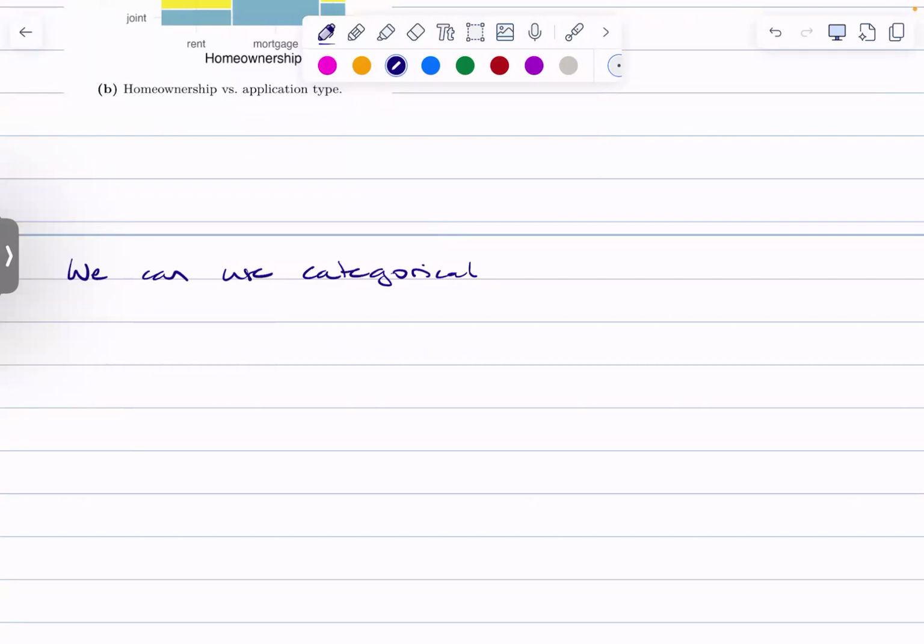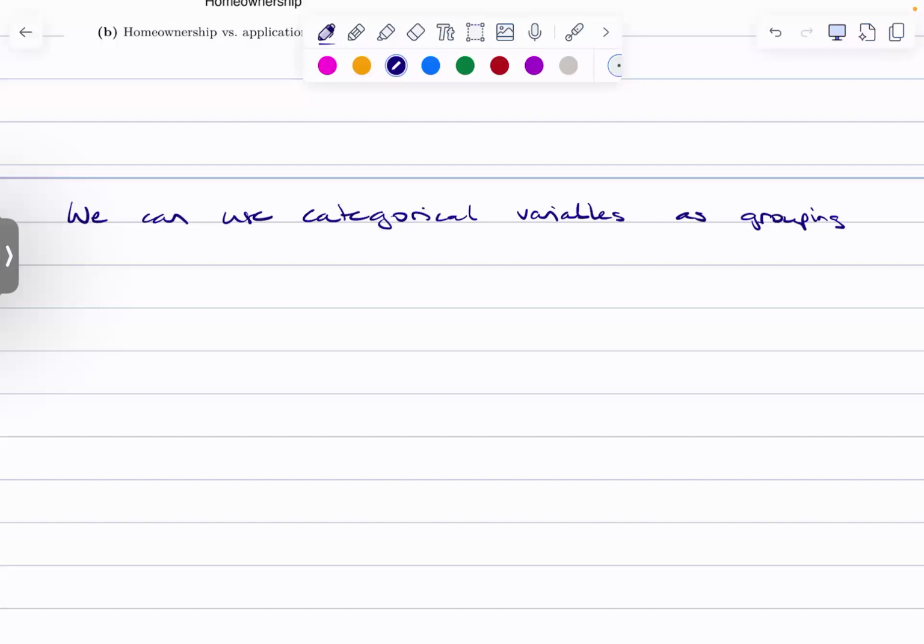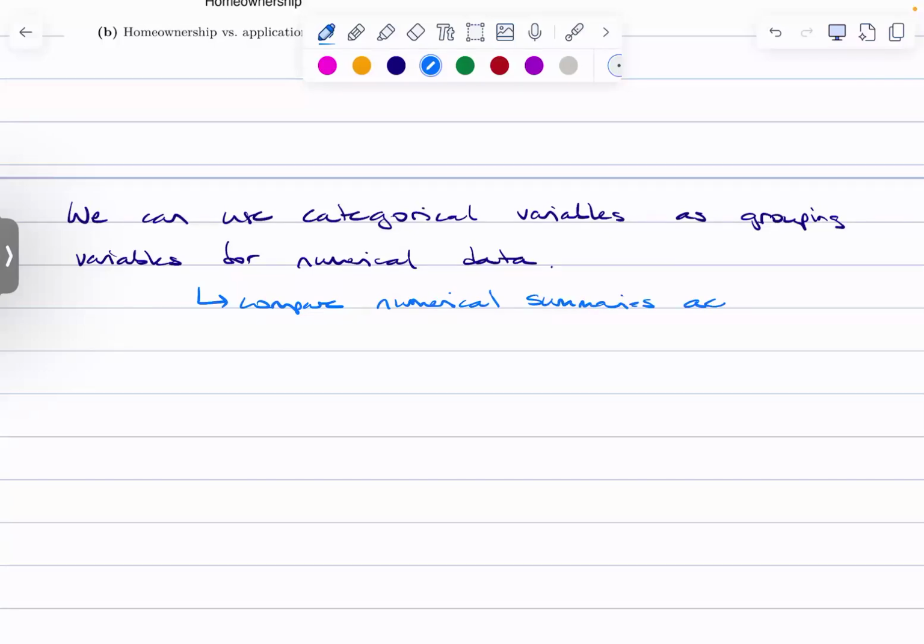But we can use categorical variables as grouping variables for numerical data, right? Kind of making that extension into numerical data, with categorical variables as grouping variables for numerical data. Then we can compare numerical summaries across groups.